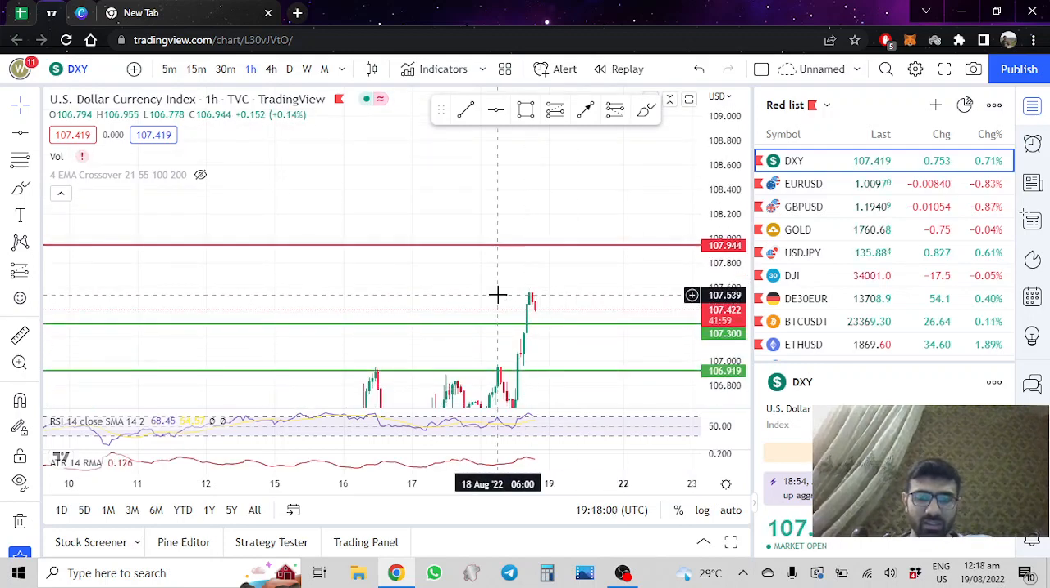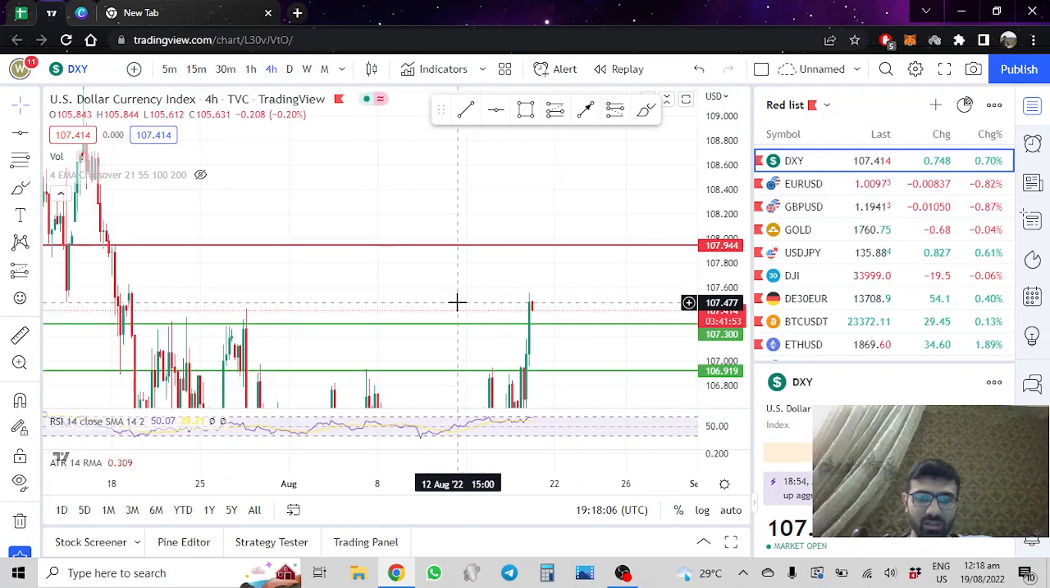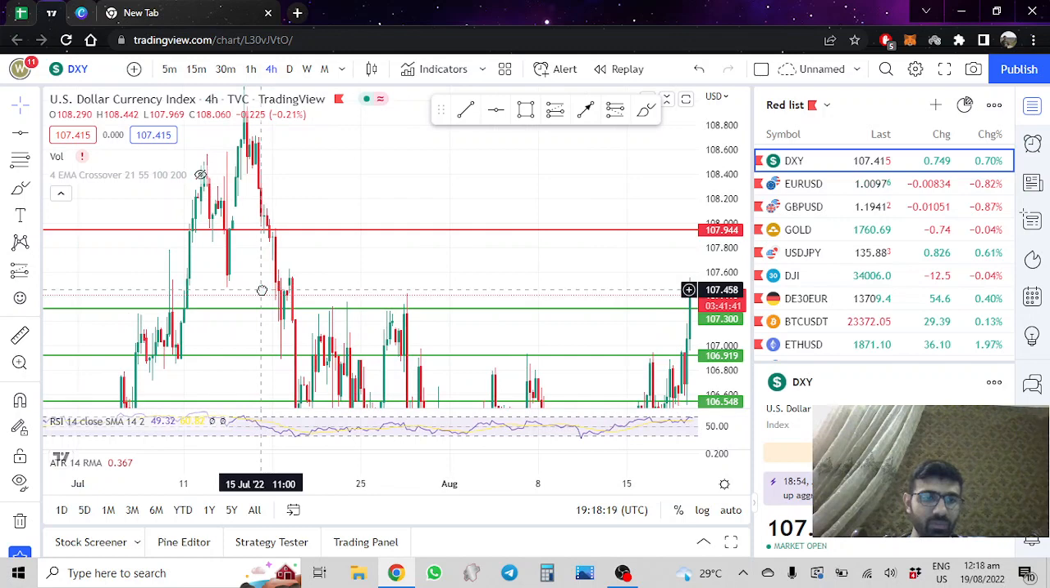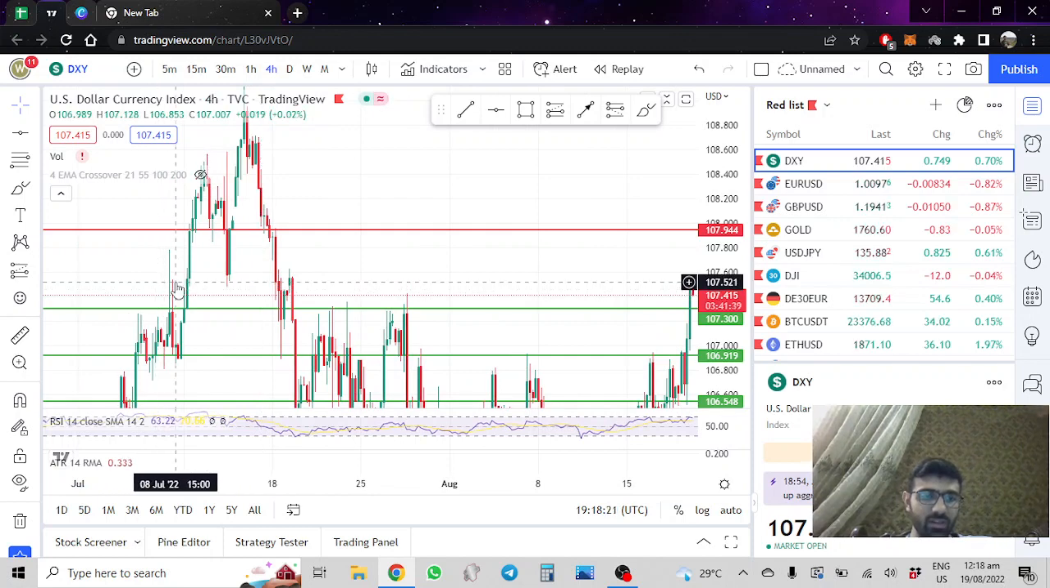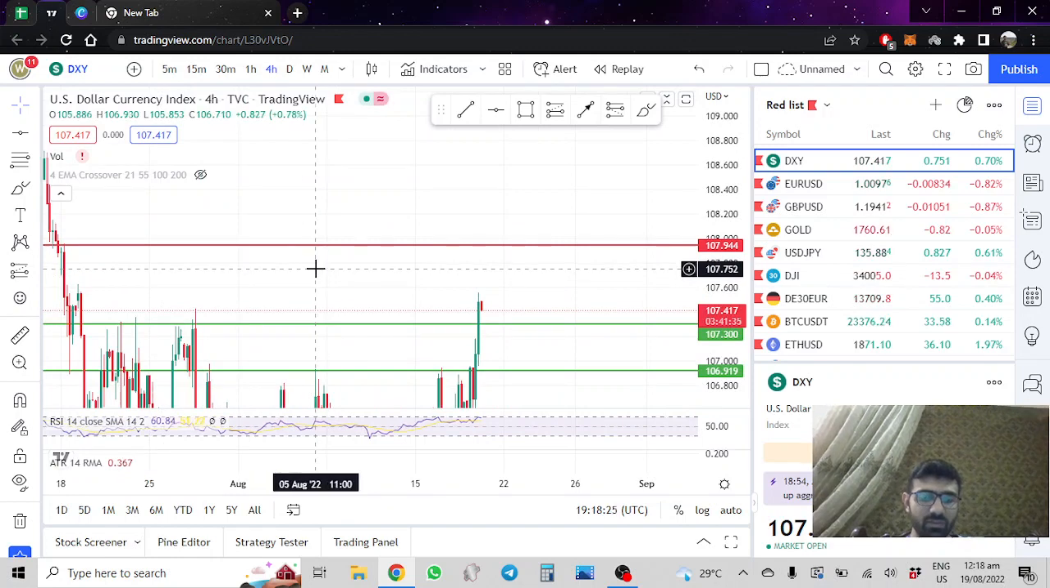Currently, it has respected this zone. If I make a mark over here, you can clearly see that we have some kind of area over here and over here. This area has been respected previously as well, and even at this point, this area has been respected previously as well.